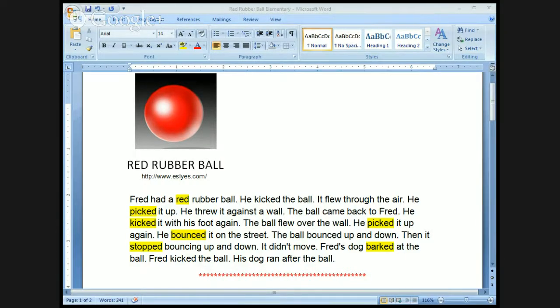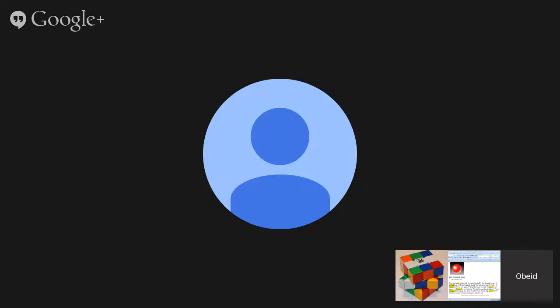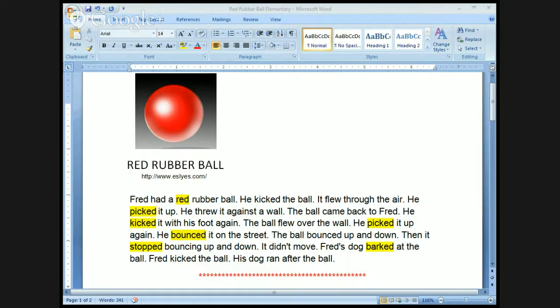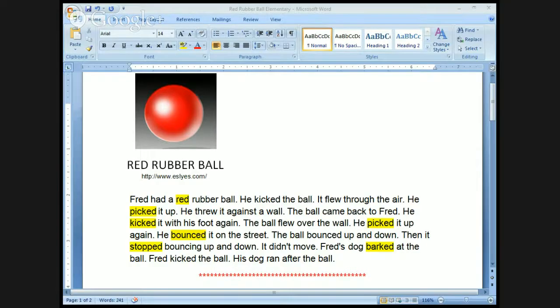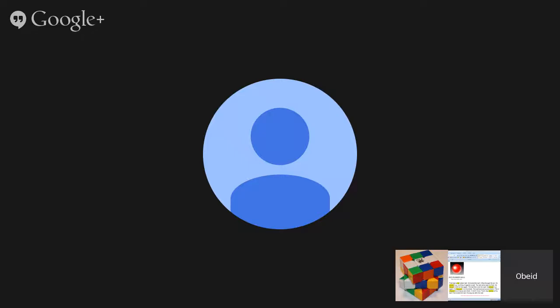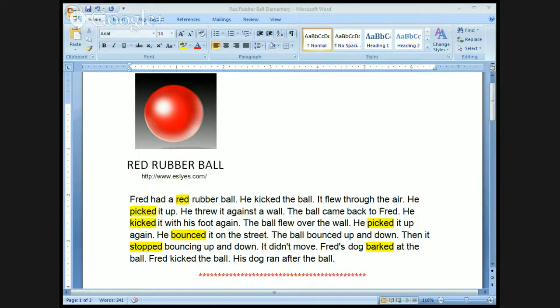Did Fred's dog eat the ball? No. He ran after the ball. Did Fred's mother play with the ball? No. Did Fred fall down on the ground? The ball fell down on the ground.